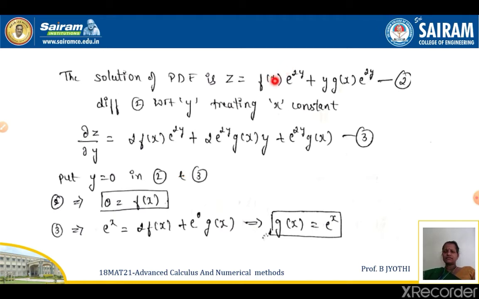Y is equal to 0, and we have z is equal to 0. e power 2y will be 0. Since y is 0 here, this term will be 0 totally. Therefore we get f of x is 0. This is what we get.